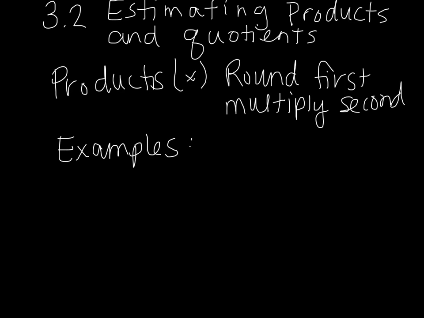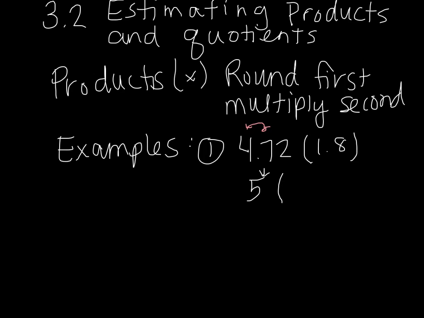First let me write it down, I guess. 4 and 72/100ths times 1 and 8/10ths. So first I'm going to round them. If we look at our 7, right here, it's going to round up. So that's going to round up to a 5 times 1 and 8/10ths. The 8 is going to round the 1 up, so I'm going to multiply that by 2. 5 times 2, I'm going to get 10. And we're good to go.